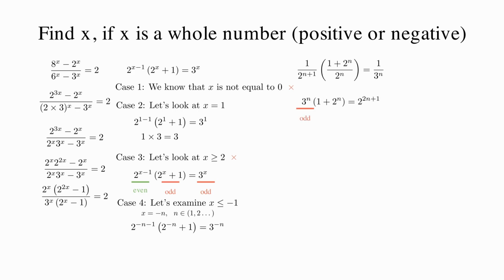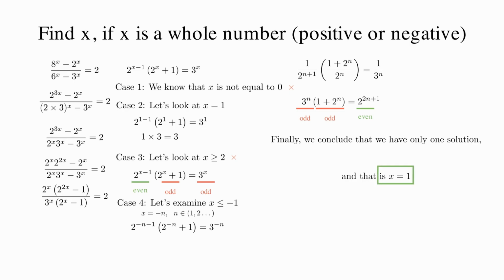The first term on the left-hand side is always an odd number, the second term is also an odd number, and on the right-hand side we have an even number. Since we know that an odd number times an odd number is also an odd number, we conclude that x can't be less than or equal to minus 1. Taking into account all cases, we see that we have only one solution for x, and that is x is equal to 1. And that's it.